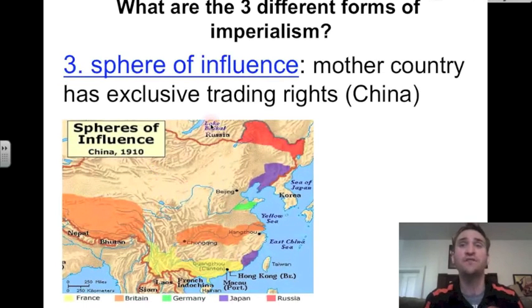And the third form of imperialism was a sphere of influence. A sphere of influence was when a mother country has exclusive trading rights. In China, there were different European countries that had spheres of influence so that they could enrich themselves through trade. But China had its own government, it had an independent military, it could not be told what to do.